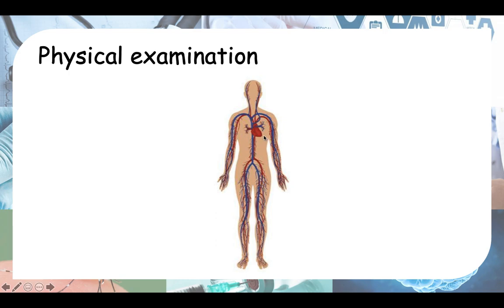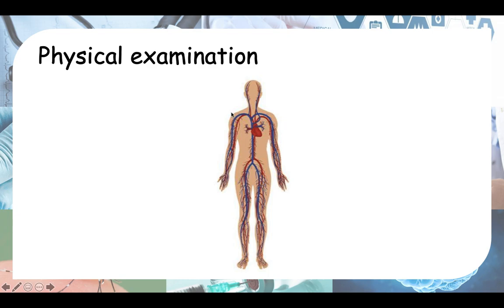In the apex region, you listen using the bell. This is for mitral stenosis. You can ask them to go into the left lateral decubitus position to accentuate this murmur. And then at the left axilla, you use your diaphragm to check for mitral regurgitation.